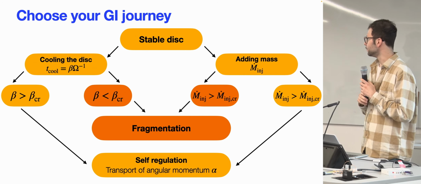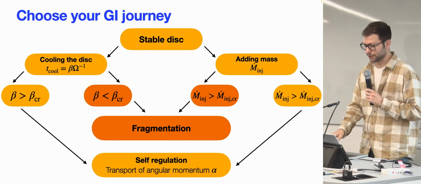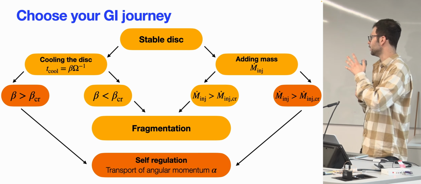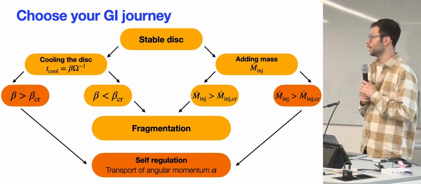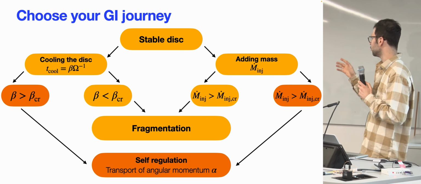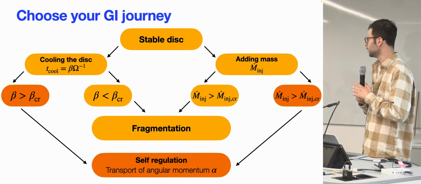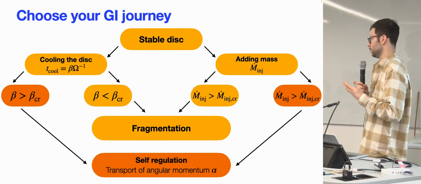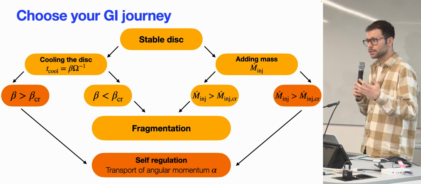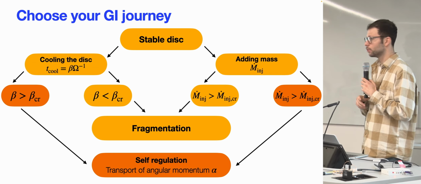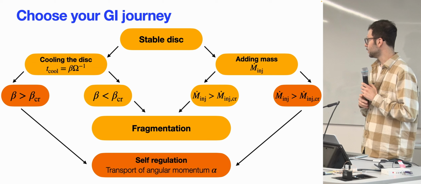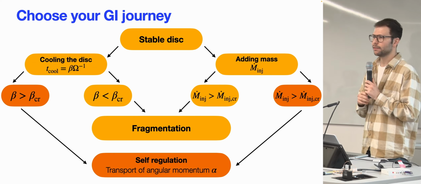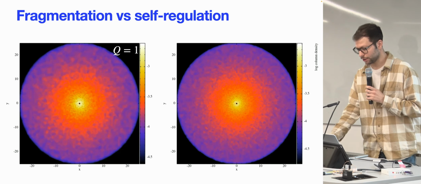This is the first outcome of gravitational instability, while a second possible outcome is that we get a self-regulated state. If the cooling is not so fast, or if we don't add too much mass, we obtain self-regulation, meaning that the amplitude of the spiral perturbation remains constant, and this spiral is able to transport angular momentum. This transport of angular momentum can be described with an alpha framework, where alpha is the Shakura-Sunyaev coefficient.